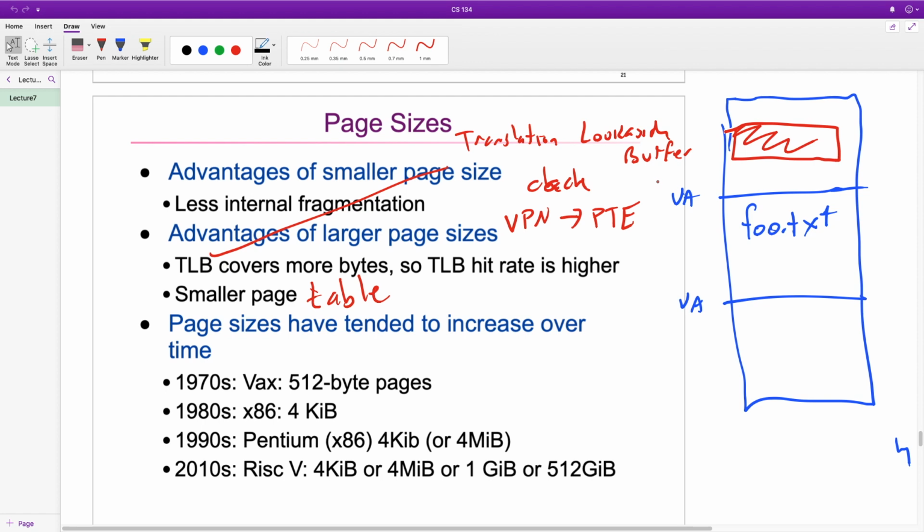By the way, what is this KiB? Does anyone know? Kibibytes, meaning a kilo base 2 rather than base 10. So 1024 really, and not 1000. So these are mebibytes. I believe it's correct. Anyway, with RISC-V you can have up to 512 gigabyte pages. I think they're being forward-looking.